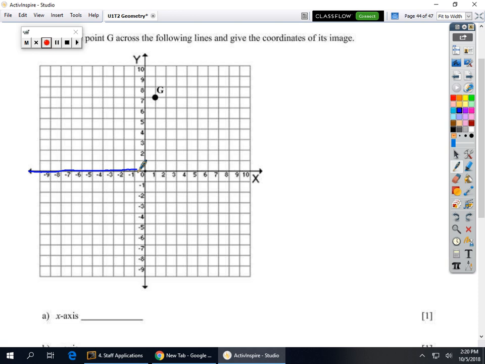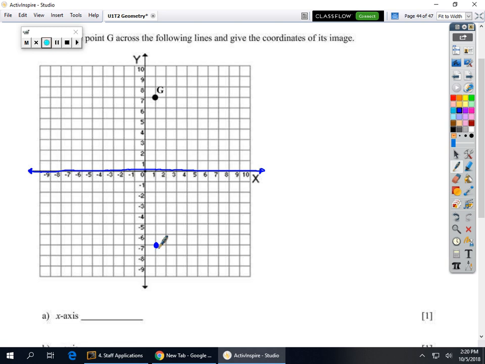And why don't I color code this all to make it nice and visual? So I'm reflecting it across the x-axis. This is point G. How high is it above the x-axis? 1, 2, 3, 4, 5, 6, 7. Since it's 7 above, if I'm reflecting it, it's going to be 7 below. 1, 2, 3, 4, 5, 6, 7. So that's my new G. We can call this G prime, although I would probably avoid labeling because then you'd have too many different points labeled G prime.